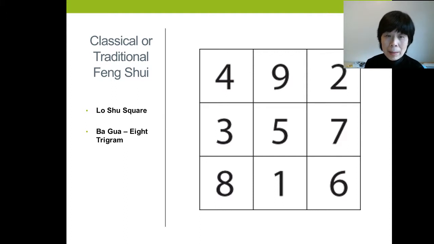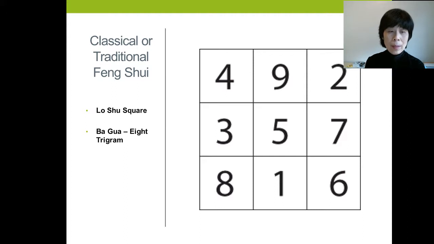Now, classical feng shui, as you can see here, is based on the Luo Shu square. This on the slide is the Luo Shu square with the 9 numbers, and classical feng shui follows the principle behind the Luo Shu square and the 8 trigrams or the Bagua, as shown here. So you have the 8 trigrams here, and the Luo Shu square.